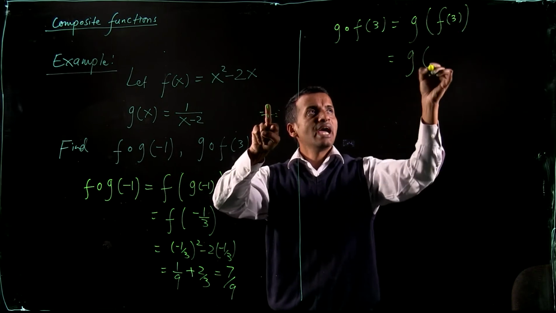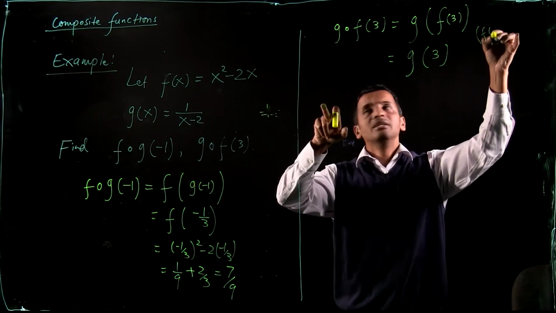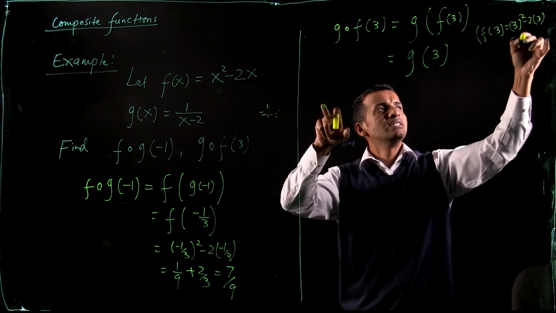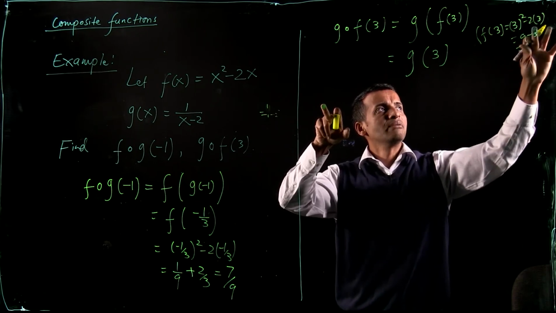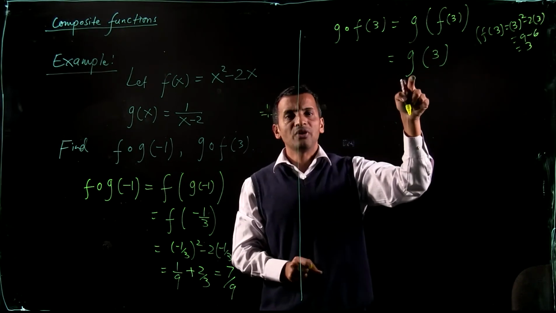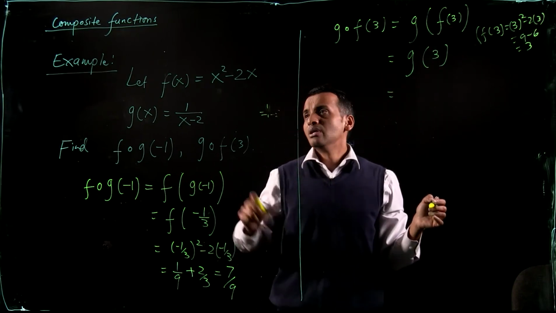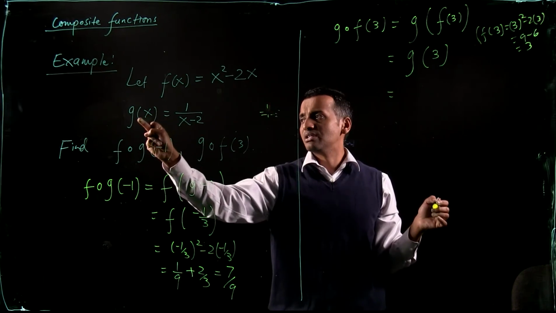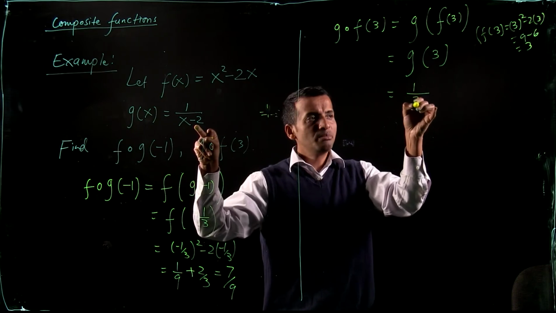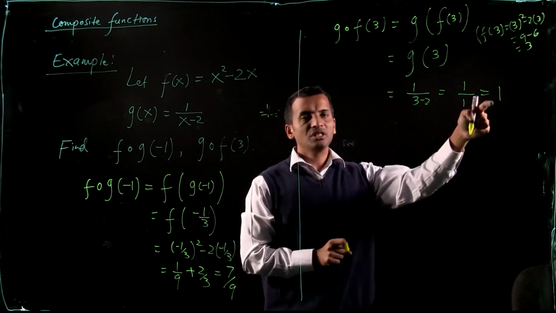So f at 3 is 3, that's why we want to find out g, and then f at 3 is replaced by that 3. So g at 3. How do you find that g at 3? Replace x by 3 here. g at 3 will be 1 over 3 minus 2, right? So it is 1 over 1, that is basically 1. So g o f at 3 is just 1.